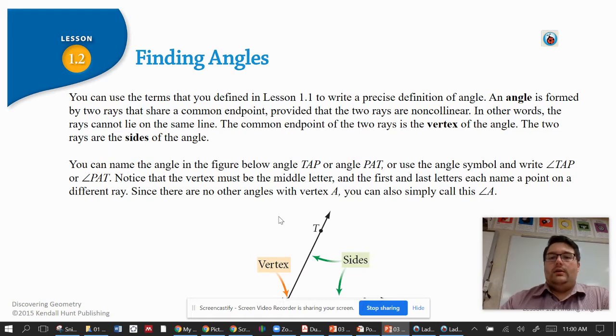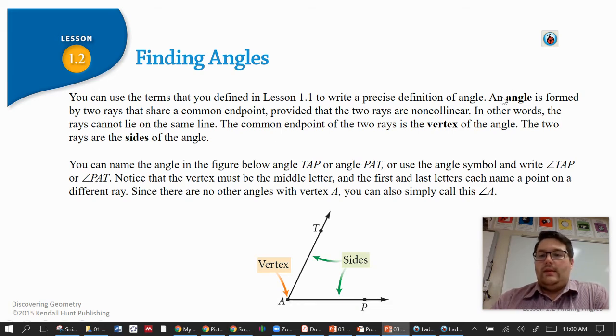Okay, so here are our vocabulary words, kind of the biggest ones today. An angle is formed by two rays. We talked about rays yesterday, so there's ray AT and there's ray AP. Together, those are the sides of the angle. They come together at a vertex, which is point A, and together they create an angle.